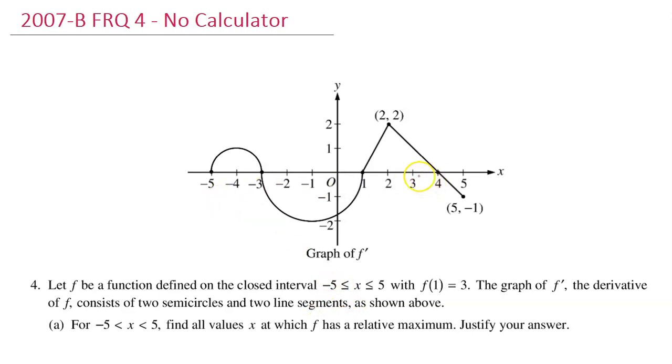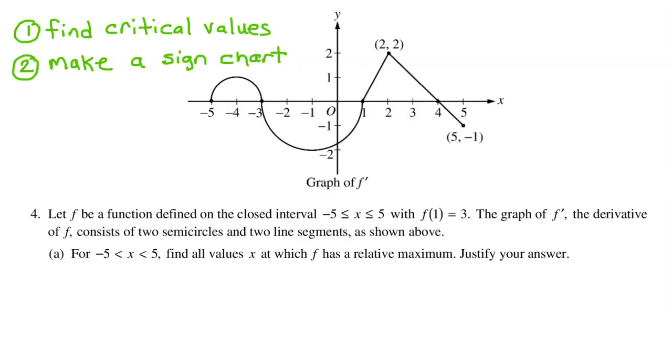Part A. For the interval from -5 to +5, find all x values for which f has a relative maximum. Justify your answer. The steps for finding a relative maximum are: step 1, find the critical values, and step 2, make a sign chart. The critical values of f are the x values which either cause f prime to equal 0 or to be undefined.